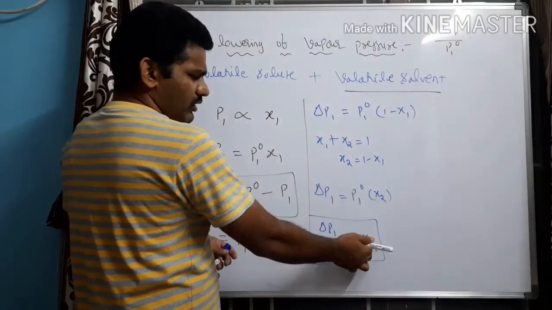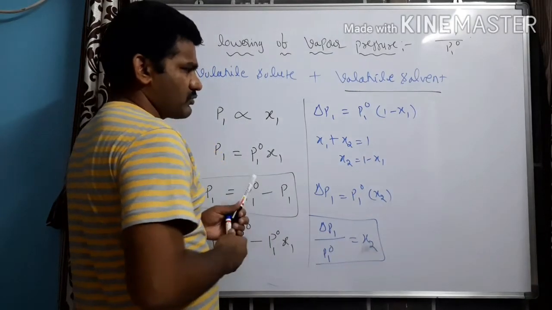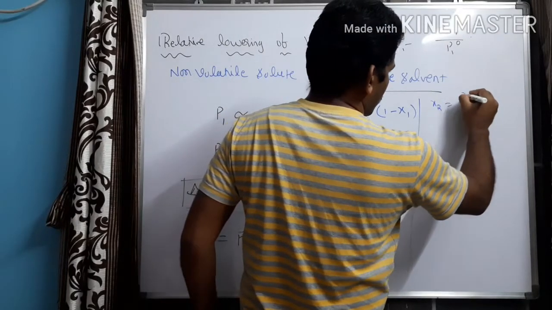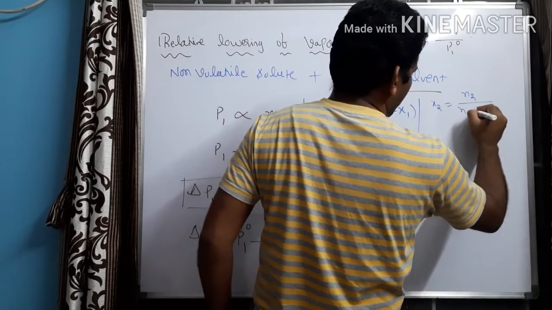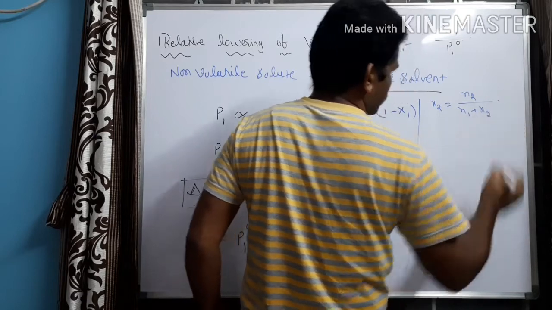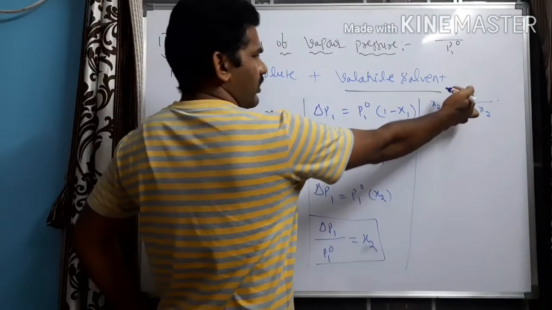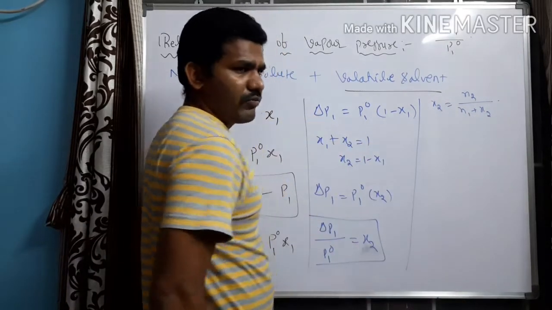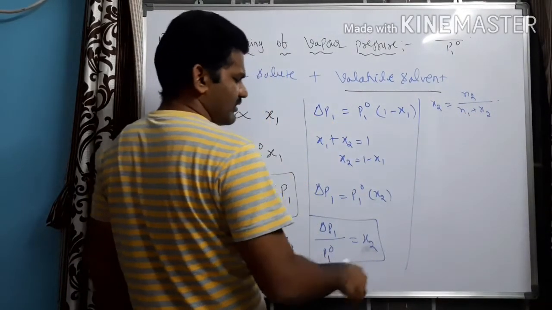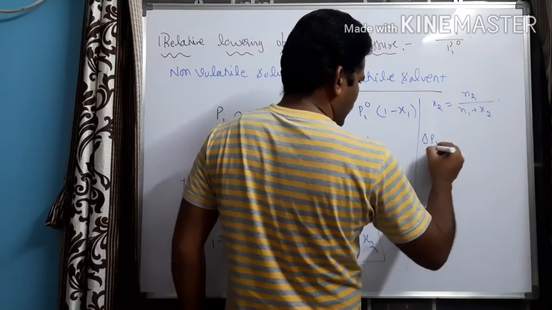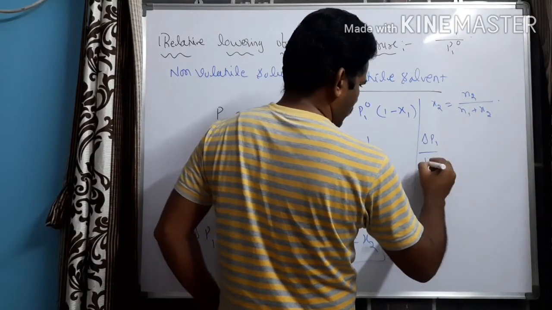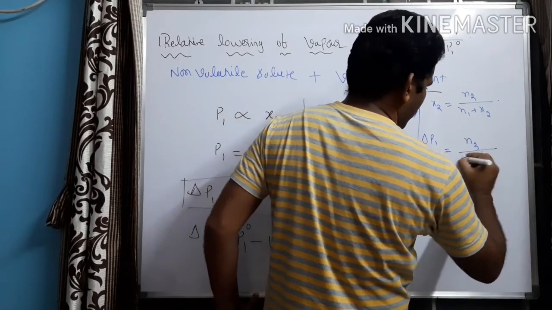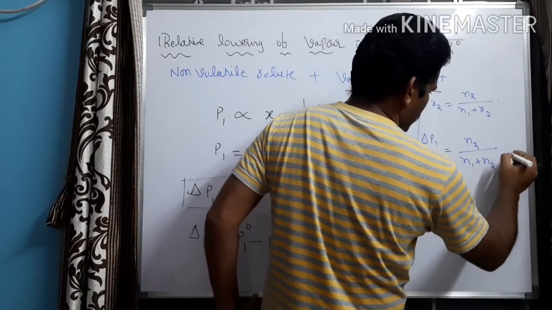I think all of you know what X2 is. X2 is equal to N2 by N1 plus N2, that is, number of moles of solute divided by number of moles of solute plus number of moles of solvent. When I rewrite this equation, what do I get? Delta P1 by P1 naught is equal to N2 by N1 plus N2.